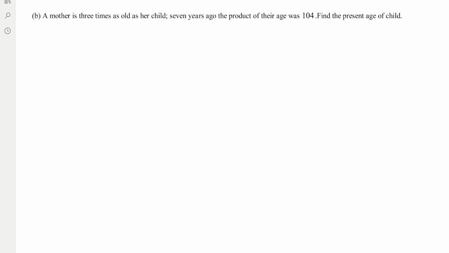Welcome again. So we'll be solving another question, and actually this question is a word problem leading to quadratic equations. From this question, a mother is 3 times as old as her child. So we have mother, and on the other side you have child. If the child is x years old, the mother by that moment is 3x years old.